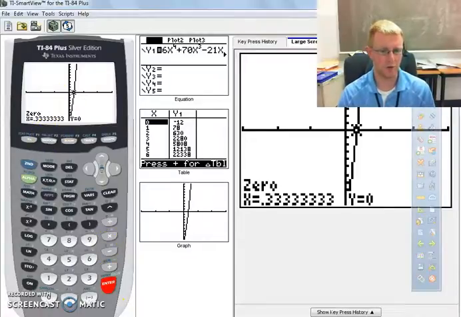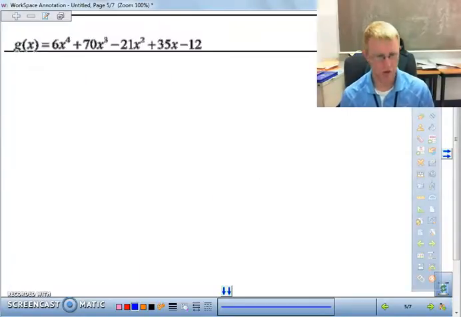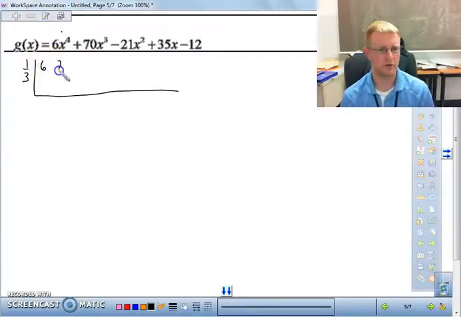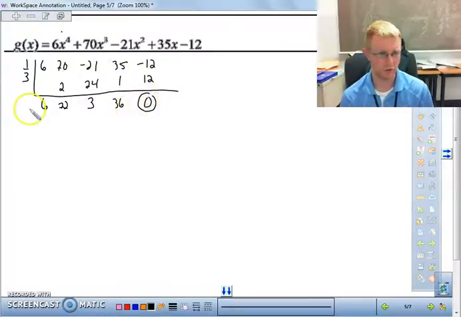Okay, nothing wrong with it being 1/3. So we're going to initially use 1/3 as our zero. We're going to go 1/3, and then we're going to use our synthetic division: 6, 7, negative 21, 35, and then negative 12. 6 comes down, this is 2, 9, this is 3, this is 1, this is 36, this is 12, and this is 0. So we get our perfect zero, which is what we're looking for.